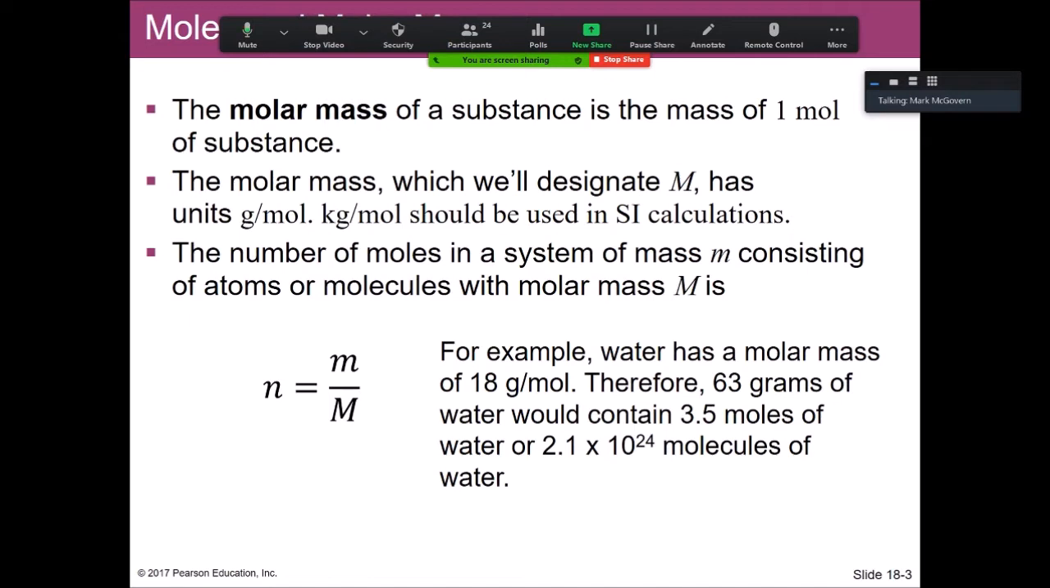So if you have, for example, 63 grams of water, and the molar mass of water is 18 grams per mole, and we get that just by adding up the mass numbers there. Oxygen is almost spot on 16, and two hydrogens are 2, so it's 18 grams per mole. So dividing the 63 by 18, we get 3.5 moles of water. Then you can multiply that by Avogadro's number, and you get the number of water molecules. So, good.